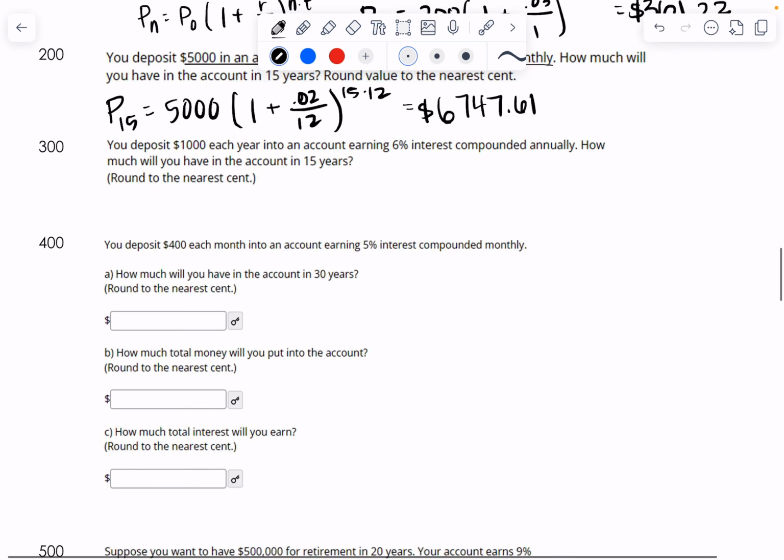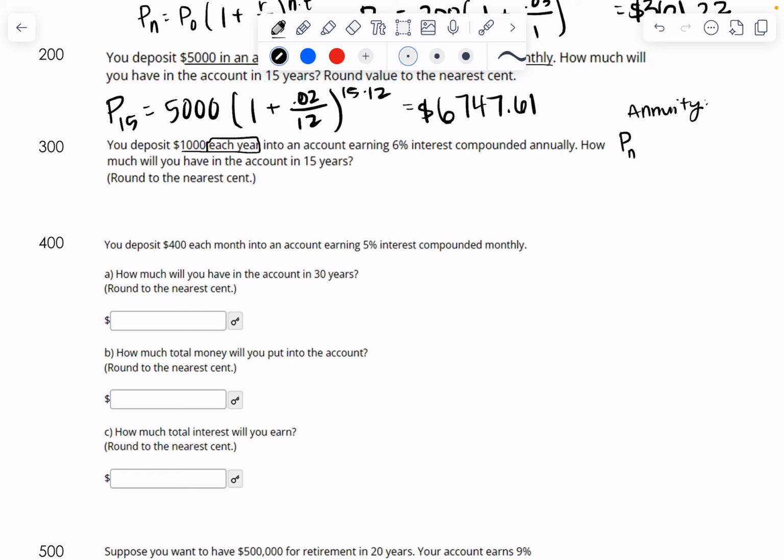So the next one, you deposit $1,000 each year. So this each year part is what tells you it's an annuity. And that means that we have to use one of the big formulas. And I'm just going to write it down over here. So this is an annuity.